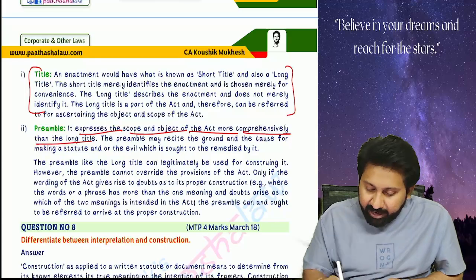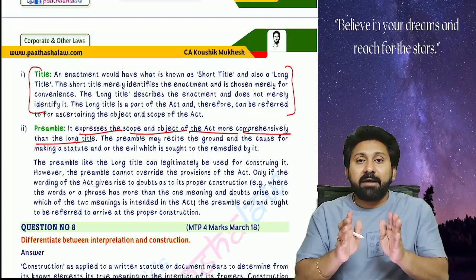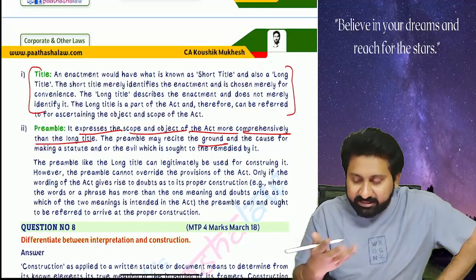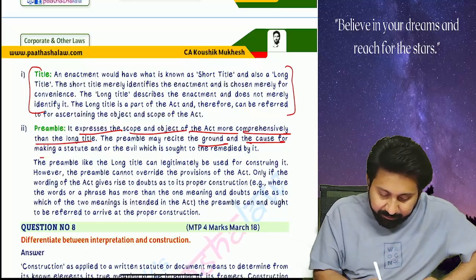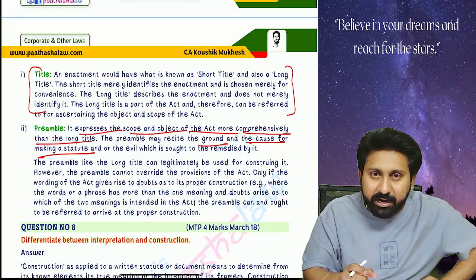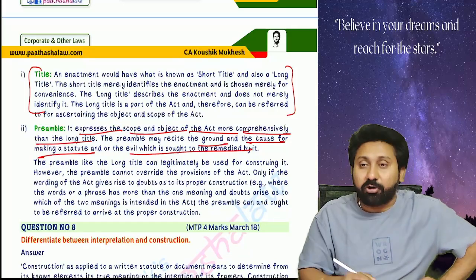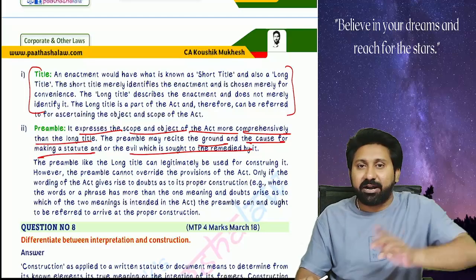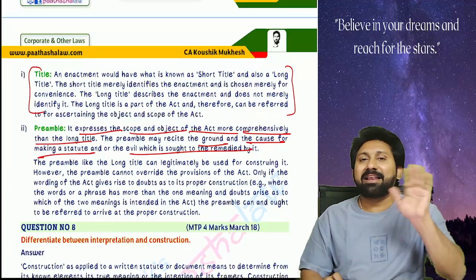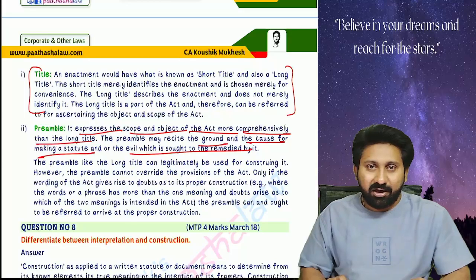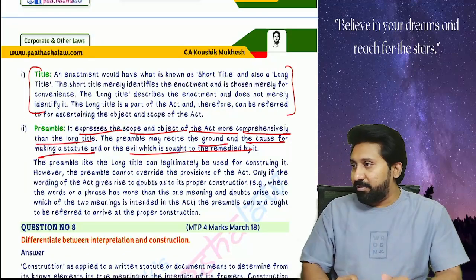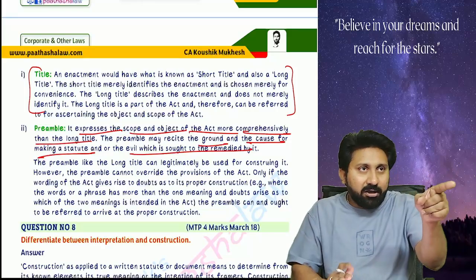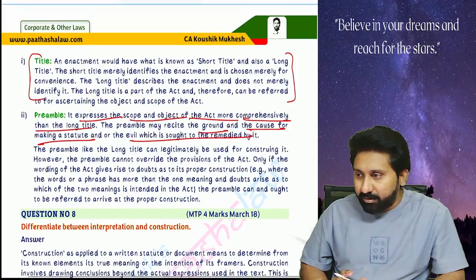Okay. Preamble, now tell me, will be telling what? Reciting what? It will recite the ground, meaning the purpose and the cause for making the statute. What is the purpose of making it and what evil it wants to remedy. Evil means not devil, I told you. The legal word evil is different. Evil means wrongs, wrongs which it wanted to cover. Okay, for example, there is an act. What is the purpose of this act? These are the mistakes going on, and we wanted to stop them.